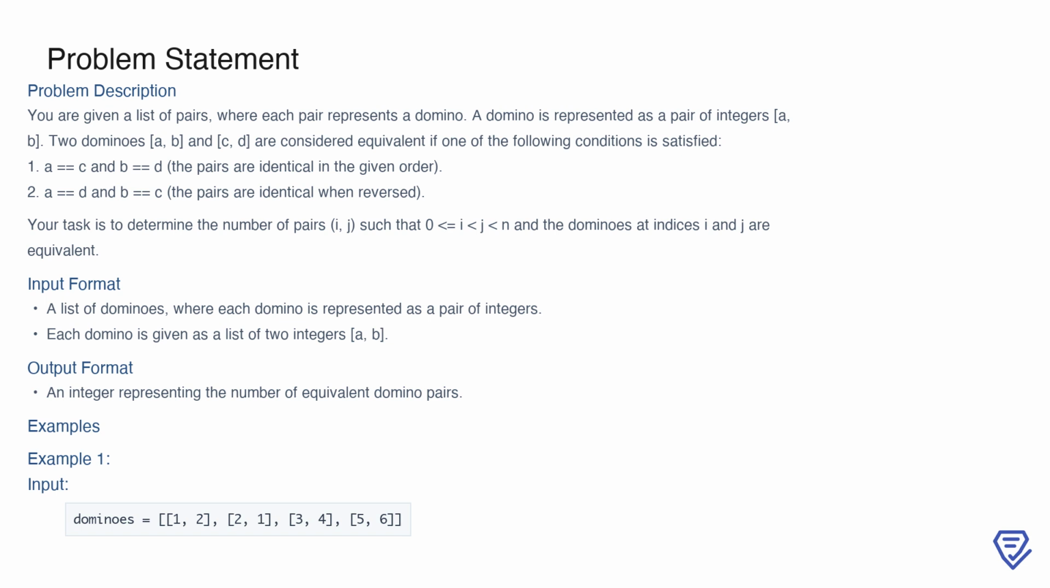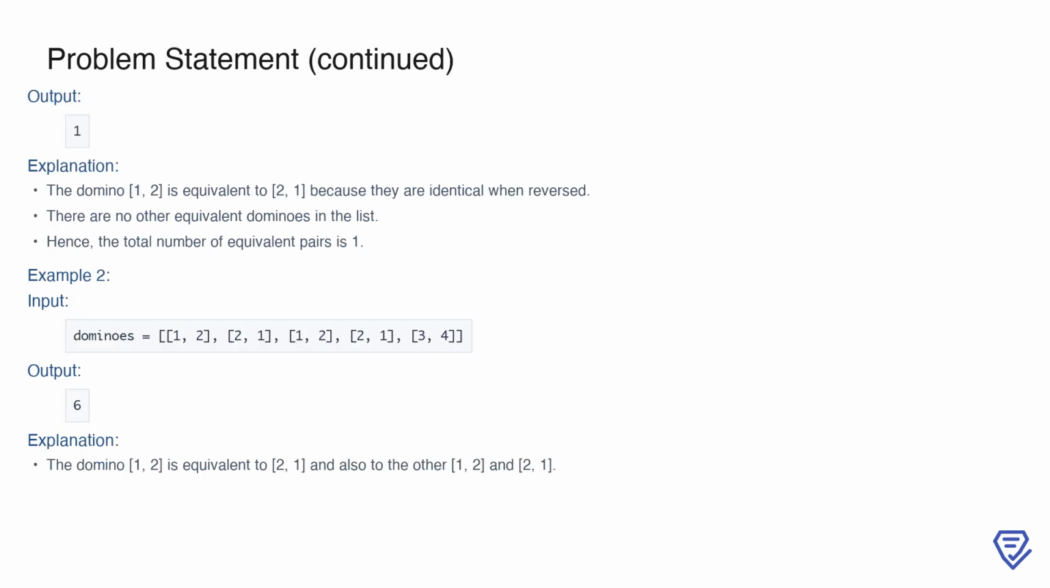For the first example, the input list of dominoes is 1, 2, 2, 1, 3, 4, 5, 6. The output is 1 because the domino 1, 2 is equivalent to 2, 1 when reversed. There are no other equivalent pairs in the list, so the total is 1.